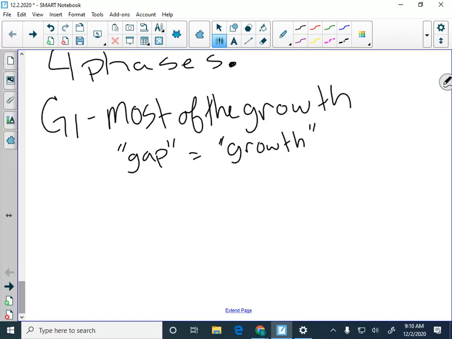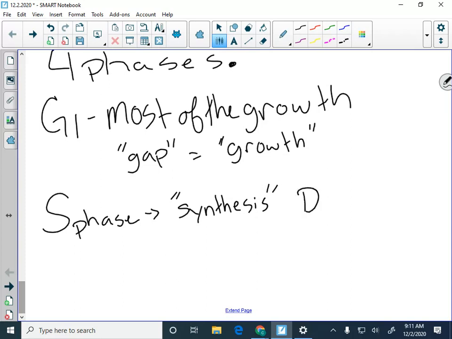The next phase is S phase. So we've got the G1 phase and we've got the S phase. The S stands for synthesis, not photosynthesis, DNA synthesis. During S phase, DNA is replicated.